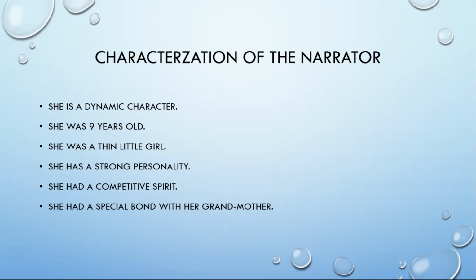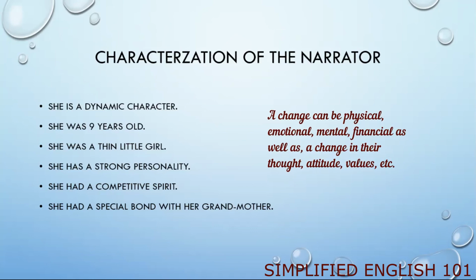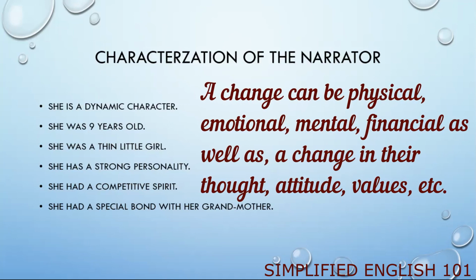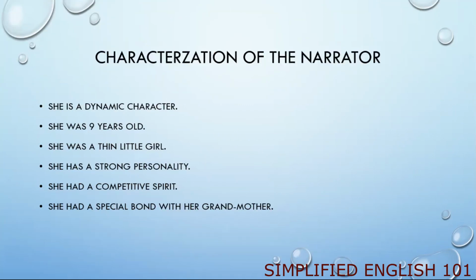Right there, we know that she feels a certain way. She knows that she has done something to her grandmother's spirit, and she has acknowledged that. This is a change. As such, she cannot be a static character. Remember, a change doesn't have to be physical. It can also be their thought process, their attitude, their values, etc. By the end of the story, however, we notice that the character we met as a child is now an adult. This is also a change.